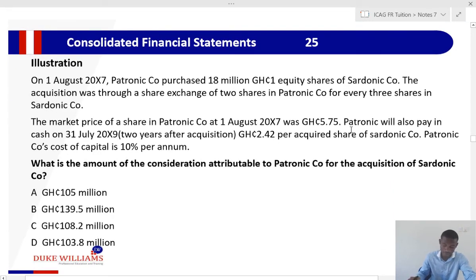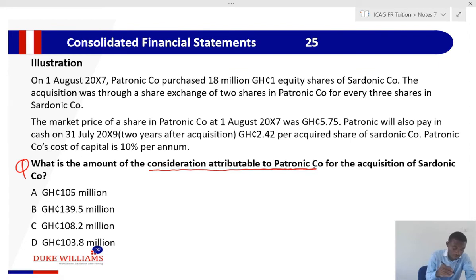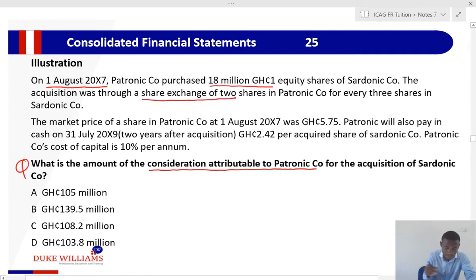Very well. An example will help in this case. So a very simple question to test our knowledge. It says, what is the amount of the consideration attributable to Pantronic Co. for the acquisition of Sardonic Co.? So let's see the details. On 1st August X7, that's the date of acquisition, Pantronic Co. purchased 18 million equity shares of Sardonic. The acquisition was through a share exchange. Look at it, share exchange of 2 shares in Pantronic for every 3 shares.